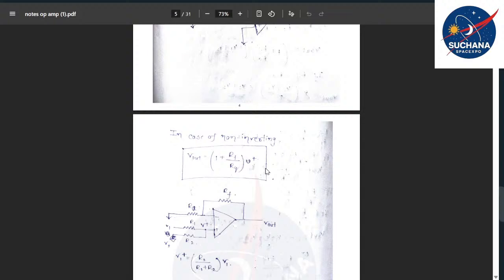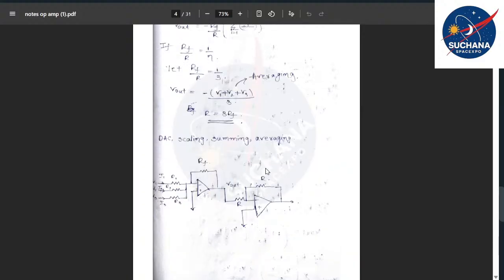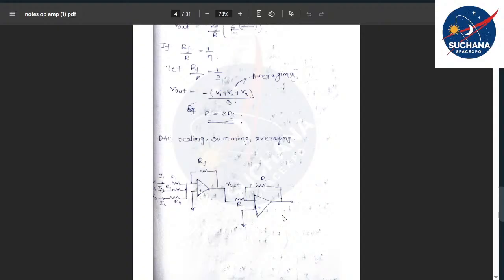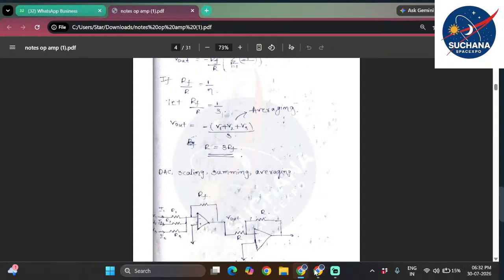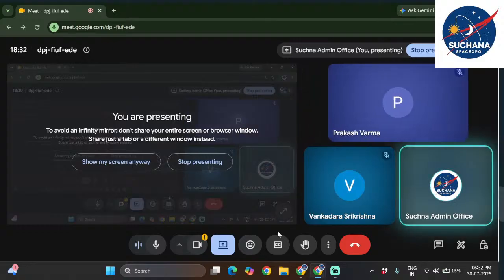Actually, there is one concept called the compensation resistor. I just don't know how many of you know about it. Any idea about the compensation resistor? Compensation resistor, any idea? Sri Krishna, do you have any idea about the compensation resistor?